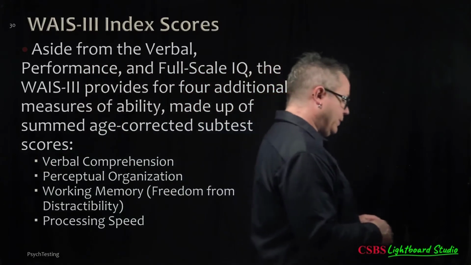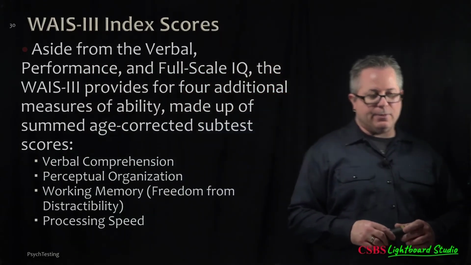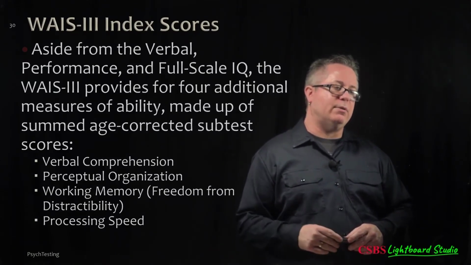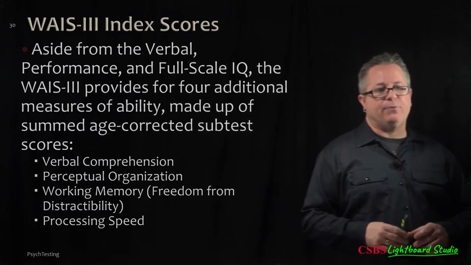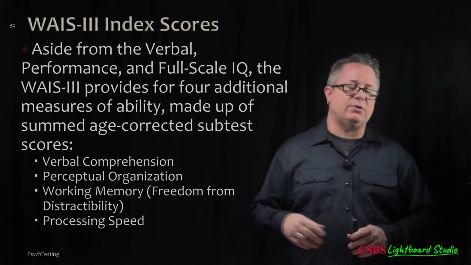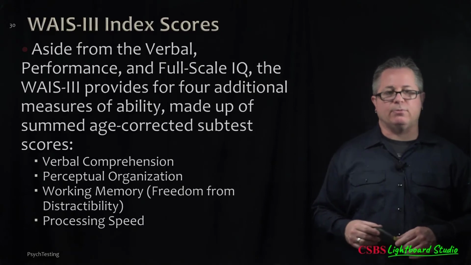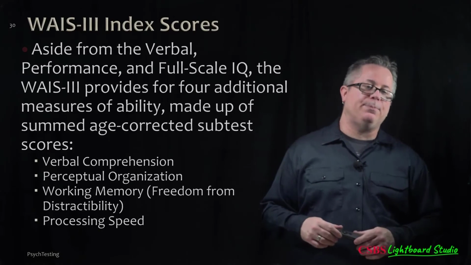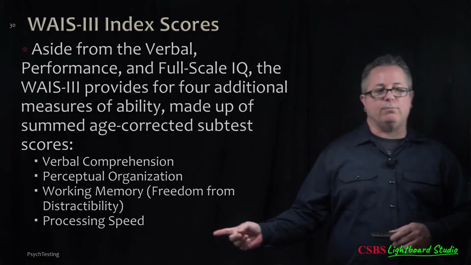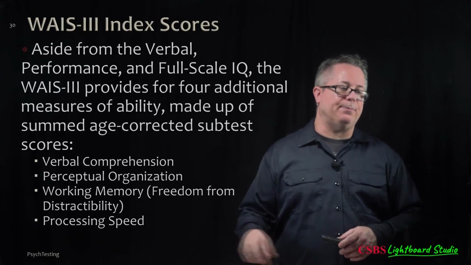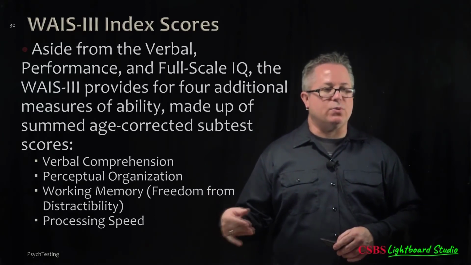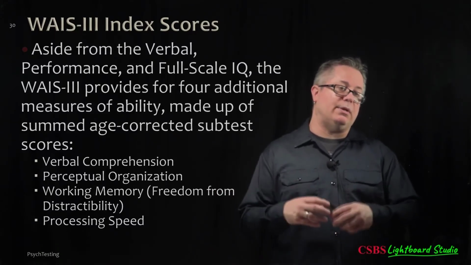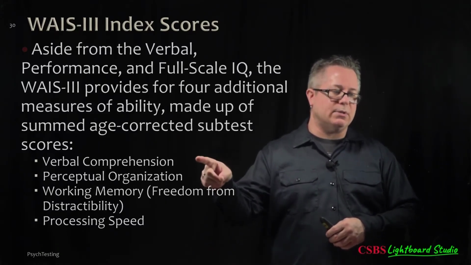Now, this is another thing that's interesting too. The WAIS also has what they call index scores. So aside from verbal, performance, and full scale, the WAIS-III provides for 4 additional measures of ability. So you can actually get scores for verbal comprehension, perceptual organization, working memory, sometimes called freedom from distractibility, and then also a score for processing speed. So these are not subtests, but they call them index scores.